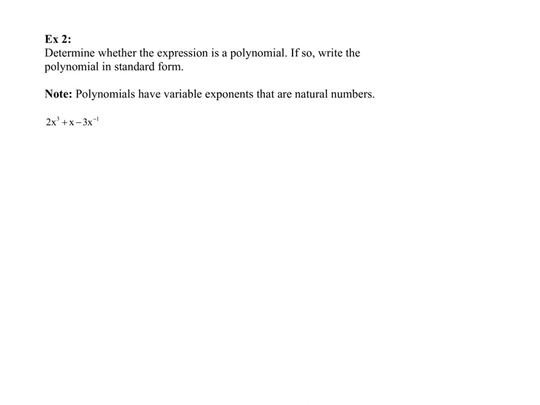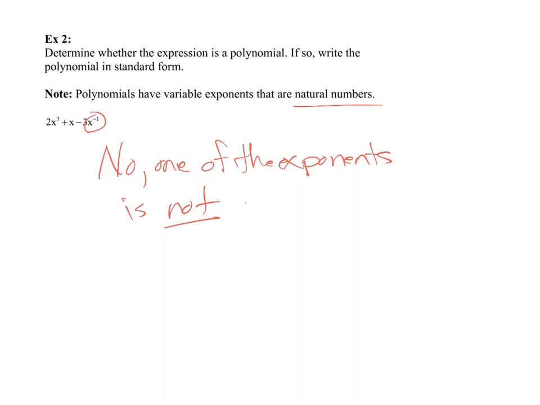Determine whether the expression is a polynomial. If so, write the polynomial in standard form. Note, polynomials have variable exponents that are natural numbers. Natural numbers are positive whole numbers. So right away, when you look at this expression here, it has a variable whose exponent is negative, which is not a natural number. So right away, your answer is no. One of the exponents is not natural. All right, on to the next example.